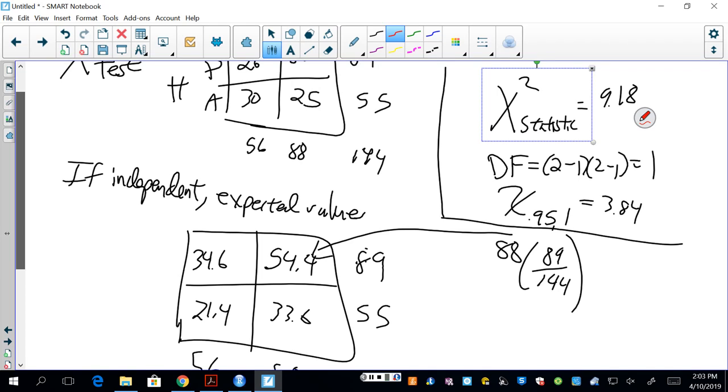So if they're really independent, we wouldn't expect to get much more than 3.8 for that chi-square. But we got 9. So what's going on? We would reject independence and conclude that there is some dependence there. It is pretty strong information.